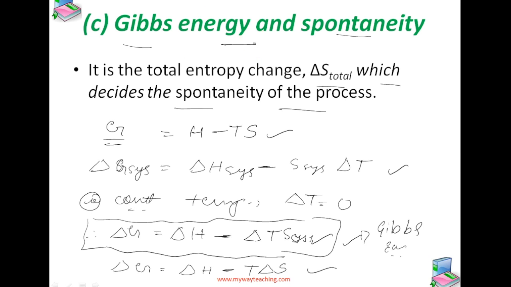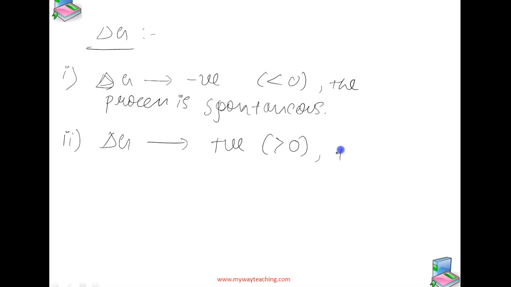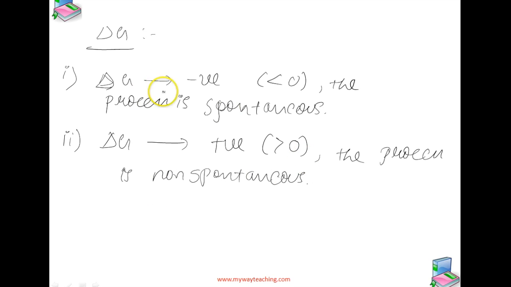And I will explain about spontaneity. Delta G gives a criterion for spontaneity at constant pressure and temperature. In the first case, delta G is negative, less than zero, and the process is spontaneous. For the second, delta G is positive, greater than zero, and the process is non-spontaneous. Okay, this is about Gibbs energy and spontaneity.